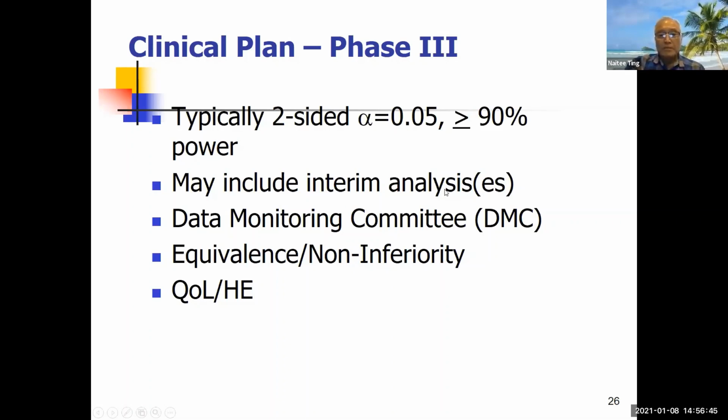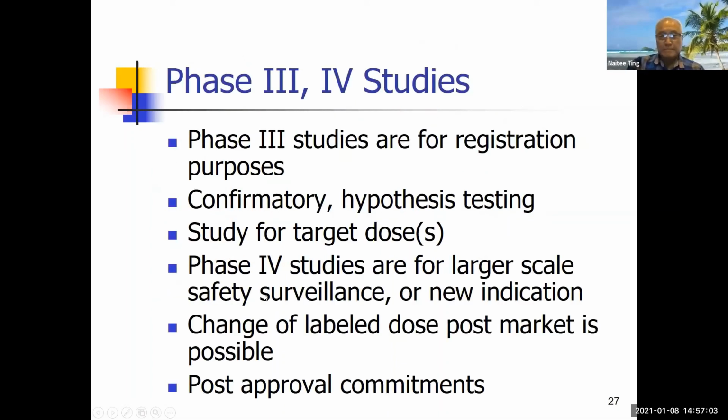Sometimes you include interim analysis, and of course, in certain situations, you have a data monitoring committee to watch your phase 3 trials. And in phase 3, sometimes you get into non-inferiority trials, and phase 3 is important to look at quality of life and health economics data. Now, after phase 3 is successful, the drug will be approved. So phase 3 is for registration purposes, confirmatory hypothesis testing, and you want to study the target dose or doses.